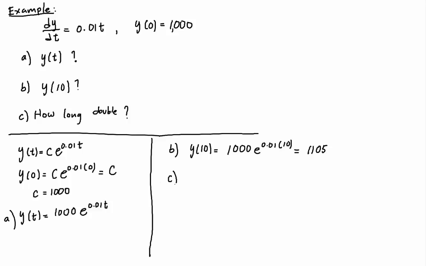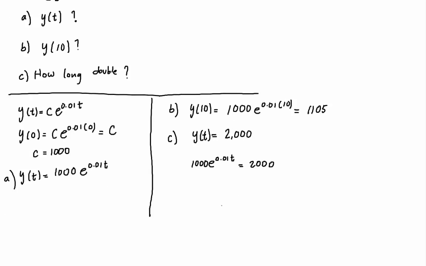And now C would be how long for the population to double. And this is the one that is a little more complicated, so let's go ahead and try that. So what I want to find is t such that the population becomes 2,000. So since I started with 1,000, how long will it take me to double? So I'm going to have here 1,000 e to the 0.01t equals 2,000. So I have to solve an exponential equation like the ones we did in the previous video.